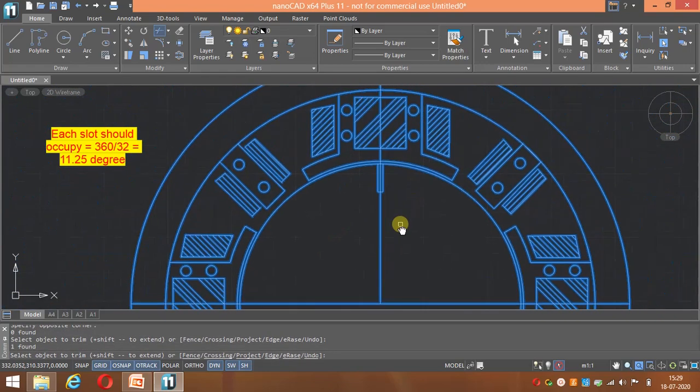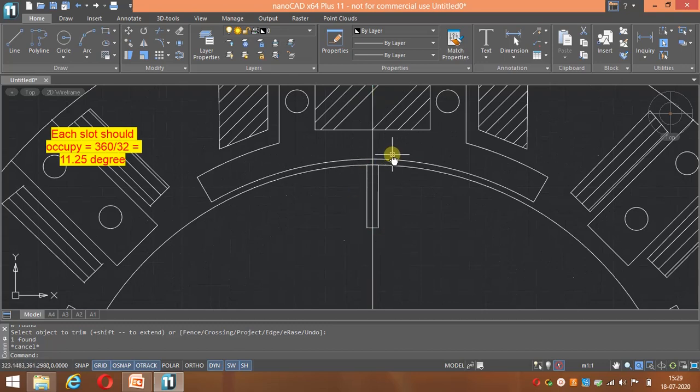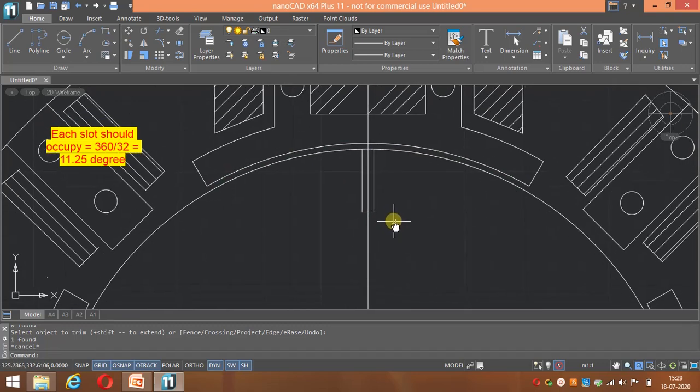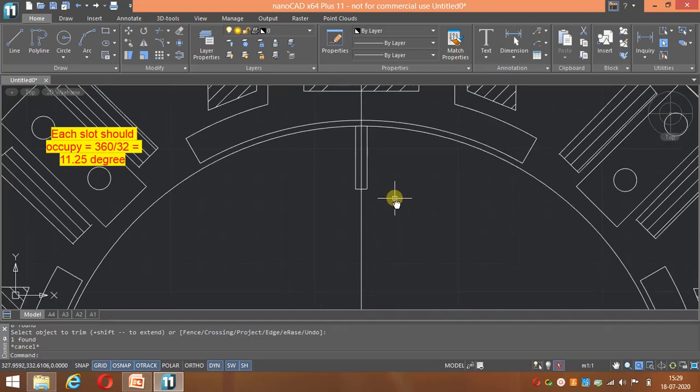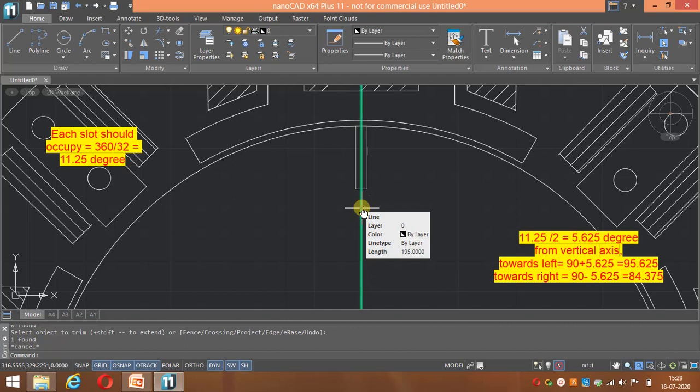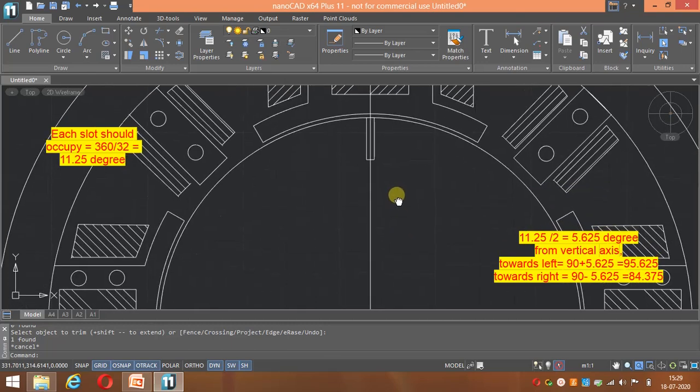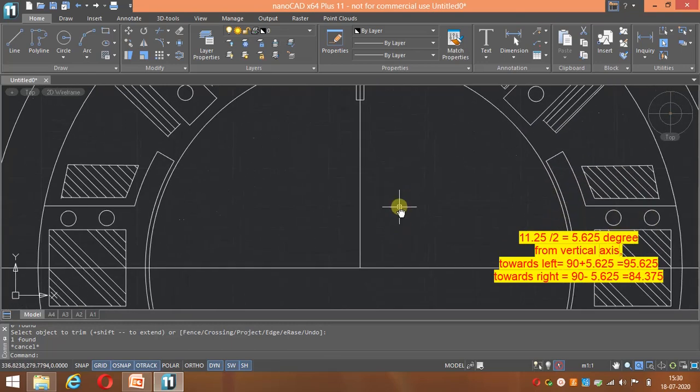Okay, this is a single slot. Still it is not yet finished. As I already said, the slot along with the tooth should cover 11.25 degree. It means with respect to this vertical axis, it has to move 5.625 degree towards left and 5.625 degree towards right. Clear? So 90 minus 5.625 is what? 84 point. So I will be doing that.